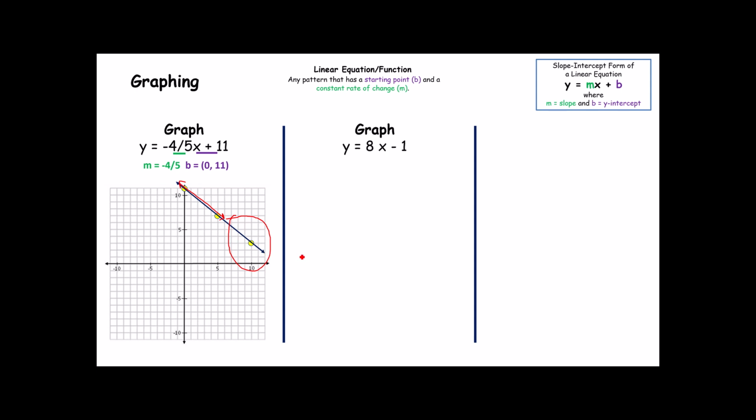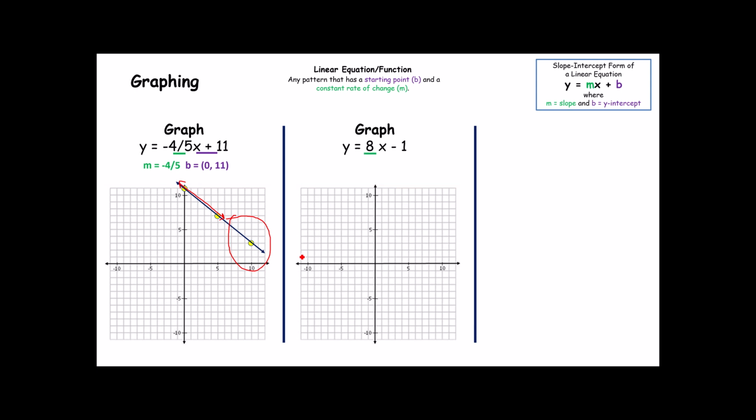How about this one? Start off at -1. Oops, is that a typo? Yes, it is. Start off at -1. Your slope or your rate of change is 8, so I go up 8 over 1. You could also go down 8, back 1, and there's your graph. Notice I cut mine off just a little bit. I really should have stretched that all the way to the end. Last one on this slide.